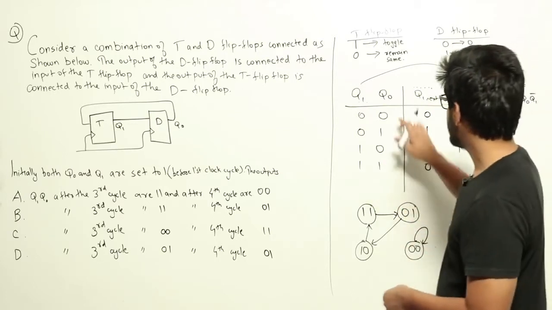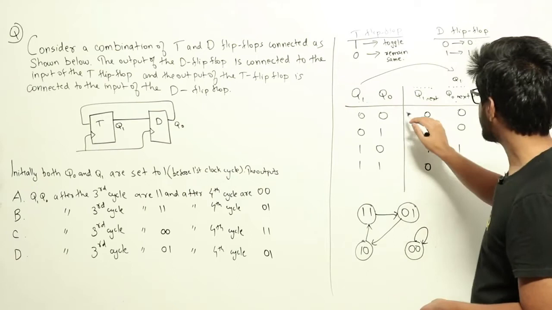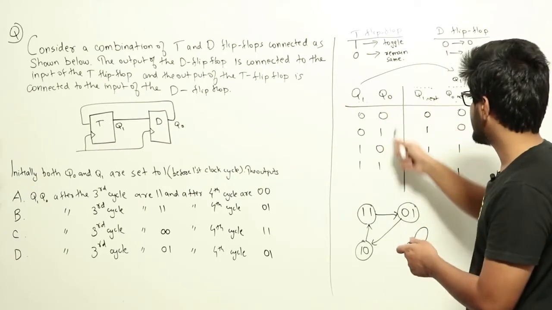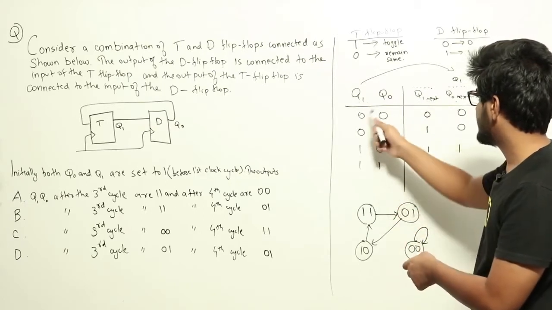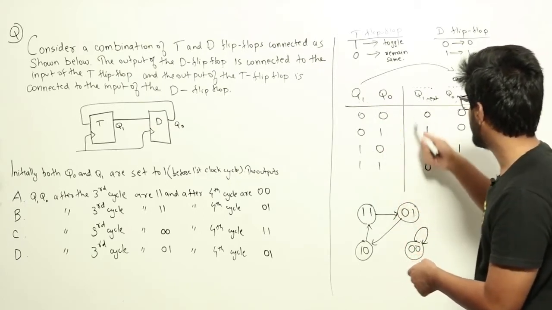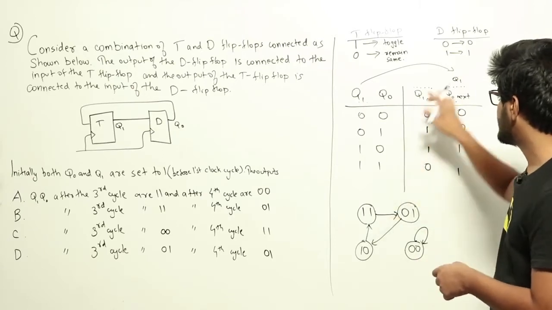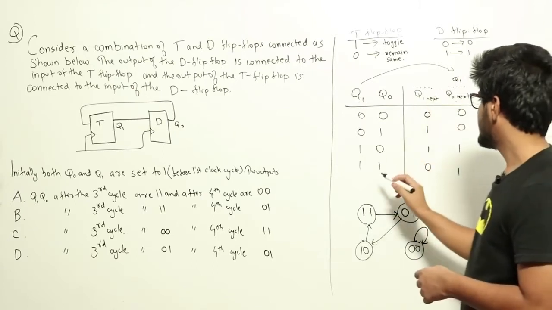So these are the states, how the states move from one to the next for each of the possible configurations, that is 00, 01, 10, 11. These would be the next states. So we'll draw the transition diagram and see how it proceeds.